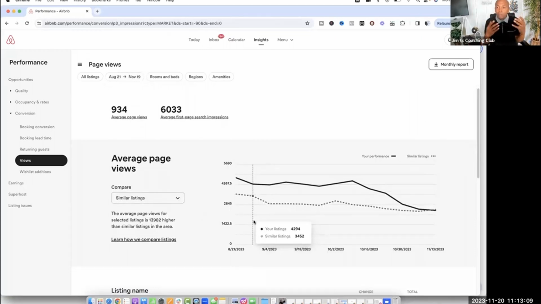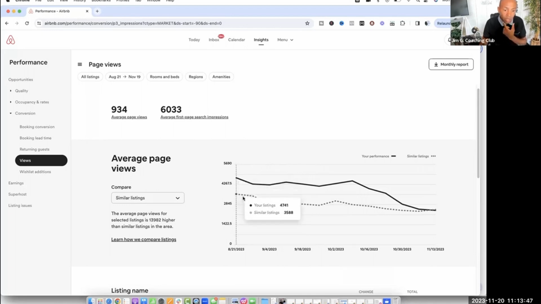So your average page views, basically what you want is you want to make sure your average page views are significantly different than everyone else in your area, right? So when you look at the two lines, you've got a black line and a gray dotted line. The gray dotted line is everyone else's in your area that are like yours, and the black line is yours. You want to make sure that the black line is not where the gray dotted line is, and you definitely don't want it to be under the gray dotted line.